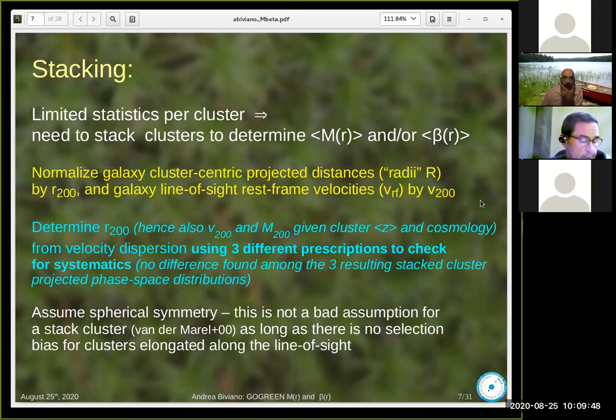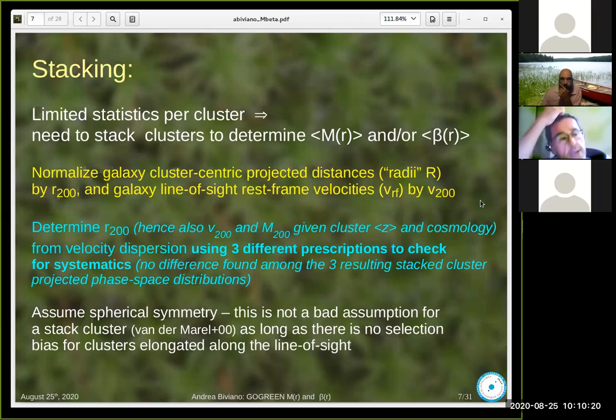Although in the end it comes out to be essentially the same kind of normalization, because we do determine R200 from the velocity dispersion. And actually, given the cluster mean redshift and the cosmology, if you know the cosmological parameters, once you have R200, you also have V200. And once you have the two, you also have M200, the virial mass of the cluster. So basically, it all comes down to determining R200.